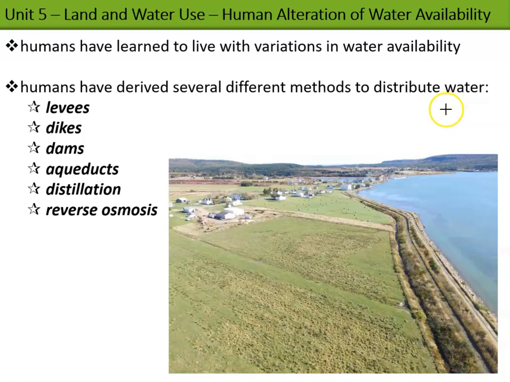All right, we're now going to get started with the second video for Unit 5, Land and Water Use. We're going to talk about human alteration of water availability.